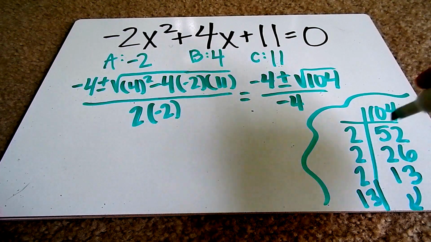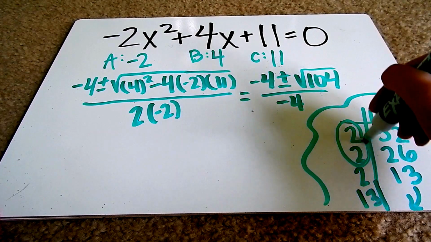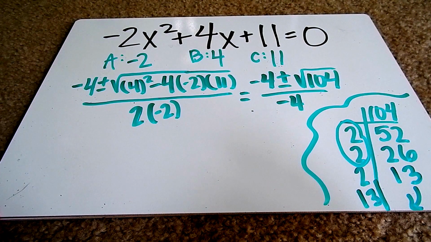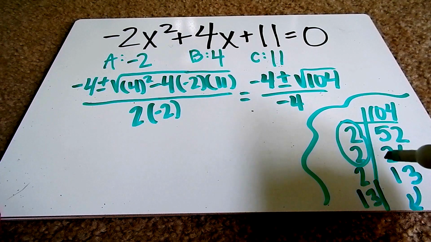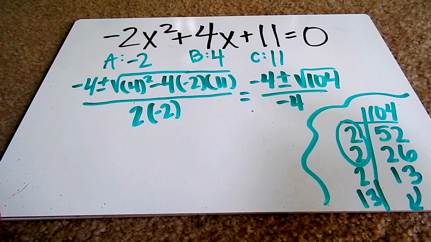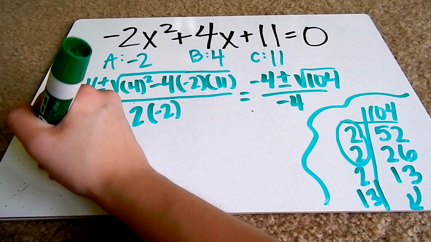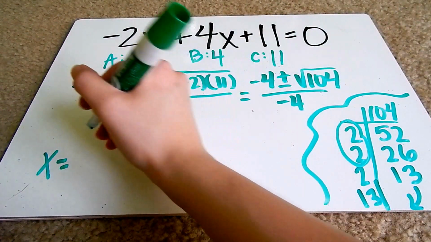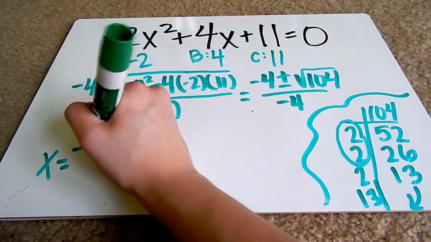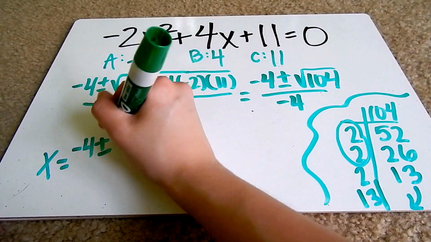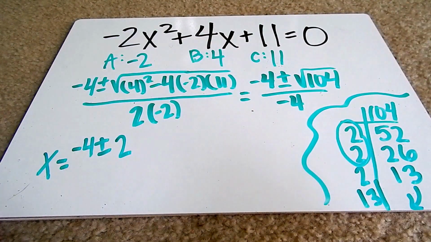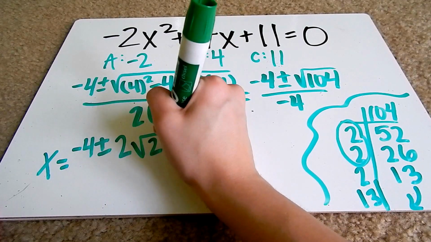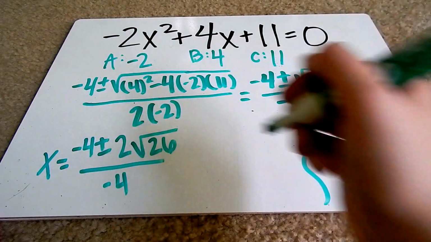Then you circle the pairs. So I'll circle the pairs here. One pair of 2's, that's all I have. So the square root of 104 actually becomes 2 square root of whatever's left, which would be 26. So I would rewrite this as x equals -4 plus or minus 2, because one of the numbers from the pair comes outside the square root. Whatever's left, you multiply together inside. So 2 square root of 26 divided by -4.